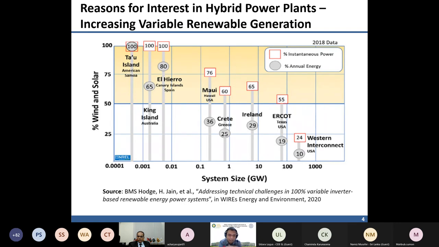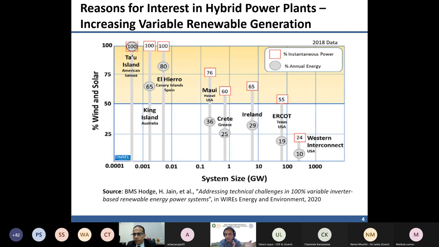On the y-axis, you see the percentage of wind and solar, which is a variable, intermittent, uncertain energy resource. And on the x-axis, you see the size of the system. For very small systems, you even have situations where you get 100% of your power at certain times of the day from wind and solar. As the size of the system increases, that percentage goes down, but for the 60, 70 gigawatt ERCOT system in the United States, you still sometimes get even 55% of instantaneous power from variable resources.